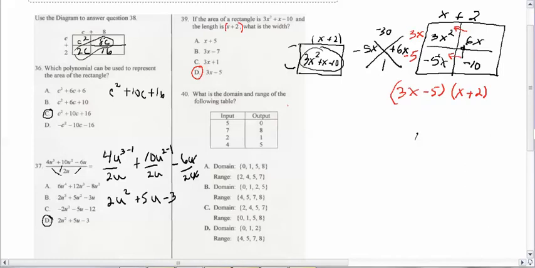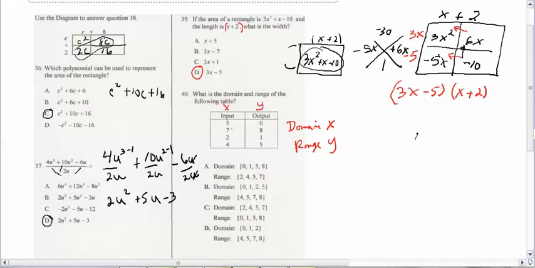Okay, last one. This one, domain and range. A lot of people asked, what's domain and range, Mrs. Flores, again? Domain is your x values, and range is your y values. Remember, it's alphabetical order, domain, range, x, y. Input, alphabetical order, that's your x values. Output, that's your y values.